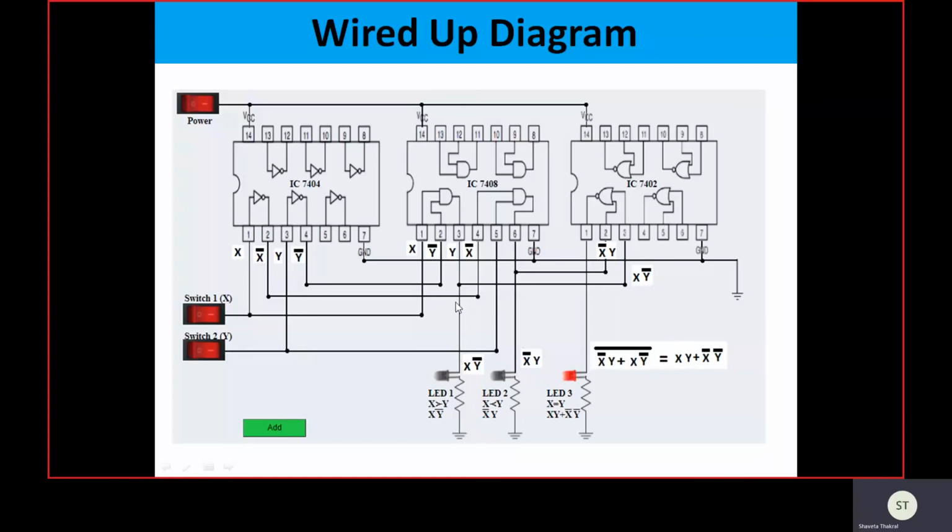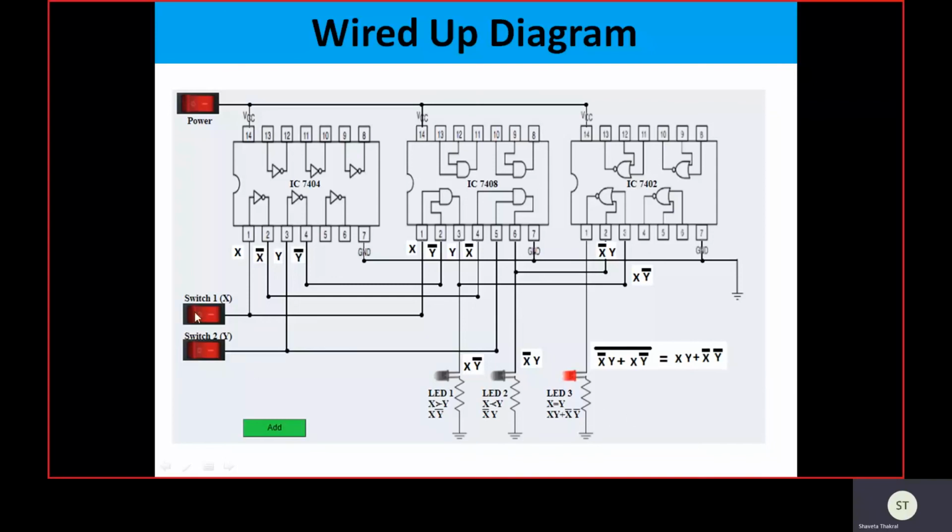The output generated here at pin number 3 and the output generated here at pin number 6, that is X complement Y and X Y complement, we are passing to this NOR gate IC. When these two are given as input to this NOR gate IC at pin numbers 2 and 3, at pin number 1 we get the NOR of these two, that is (X bar Y plus X Y bar) the whole complement, and when we solve it we get X Y plus X complement Y complement, and that logic says that X is equal to Y.